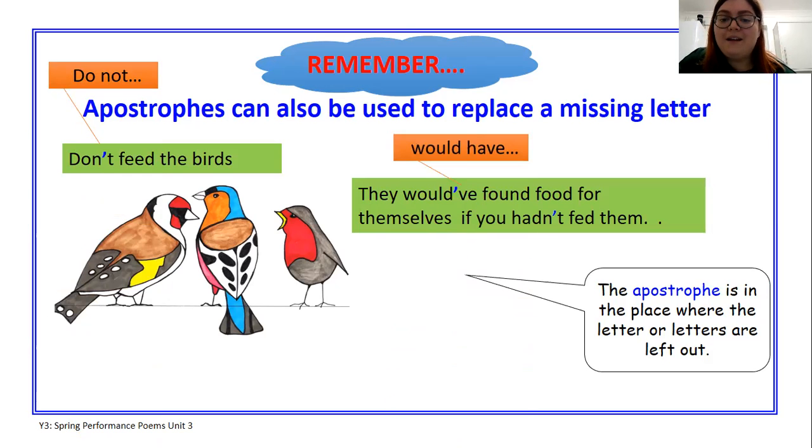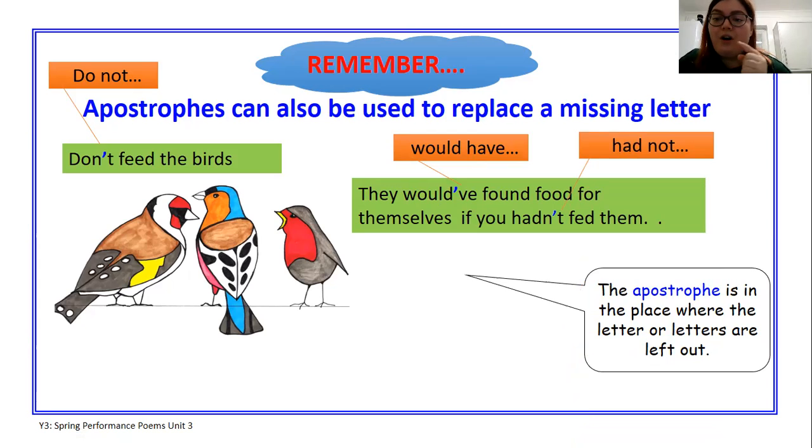Would have. So in fact, I'm getting rid of 2 letters there. I'm getting rid of the H and the A. Would have, would've, and hadn't, a bit like don't. Hadn't is short for had not. Okay. So hopefully you're all confident.